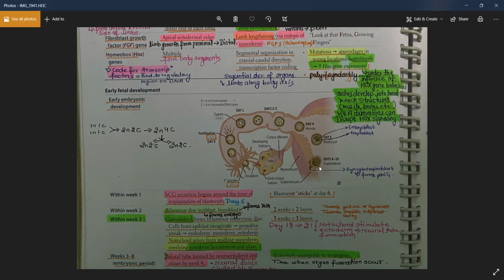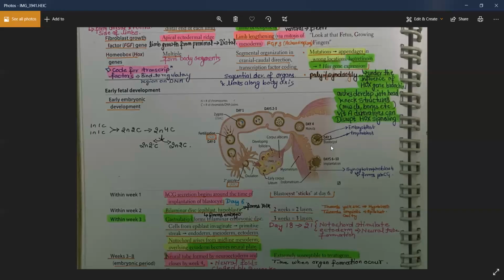When implantation occurs on day 6, the trophoblast forms the syncytiotrophoblast and the cytotrophoblast. And the embryoblast forms all the structures of the fetus. So on day 6, when implantation occurs, the syncytiotrophoblast begins forming beta HCG, and this is the beta HCG that we detect in the blood when we do the pregnancy test in the clinic, and the same beta HCG that we detect in the urine pregnancy test. Is that okay?